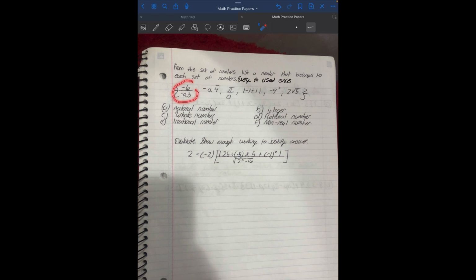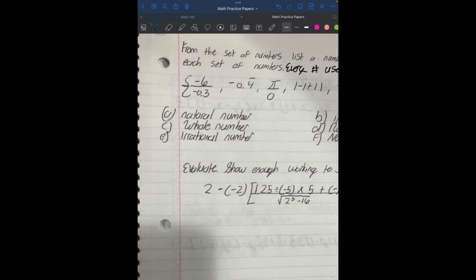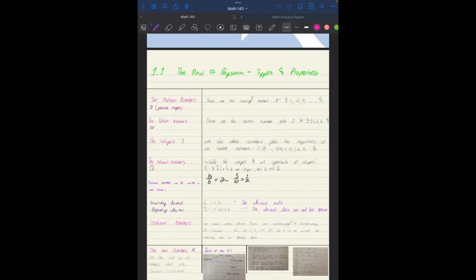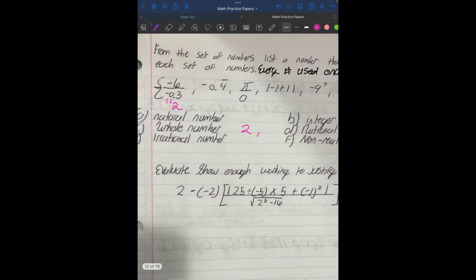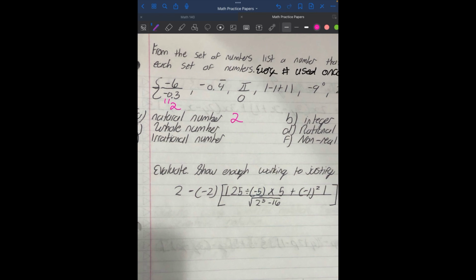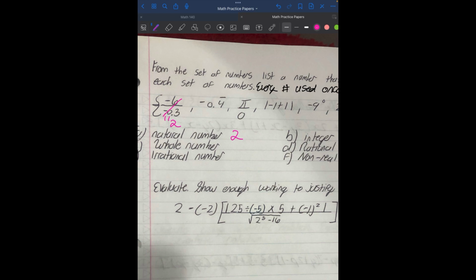Let's see, -6 divided by -0.3. You could put this one in the calculator, and you would get 2. And 2 is a natural number. So these are the counting numbers: 1, 2, 3, and so on. So this could be a natural number or a whole number. But if we put 2 here, then for another number we'd have to put 2 there too, and you can't do that because the instruction is every number is used once. Y'all can see what I mean. So 2, okay, and then I would cross it out so you don't get confused.